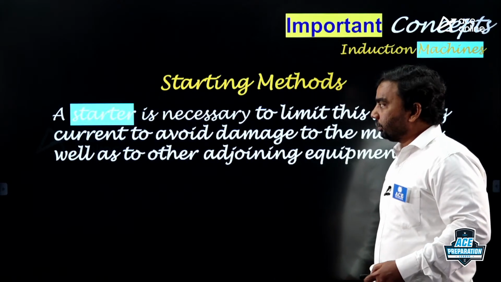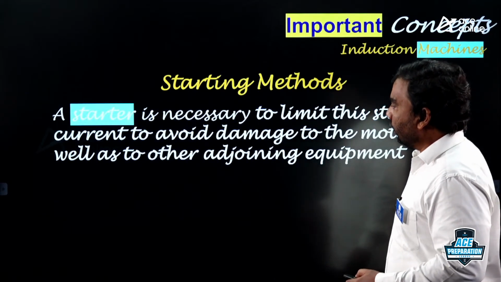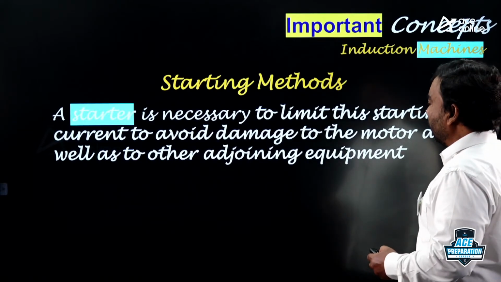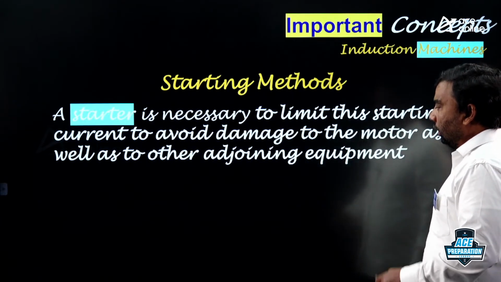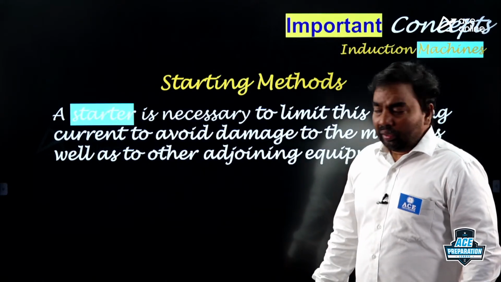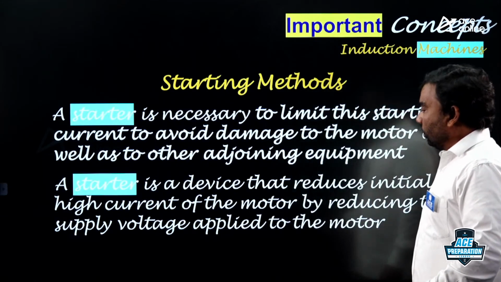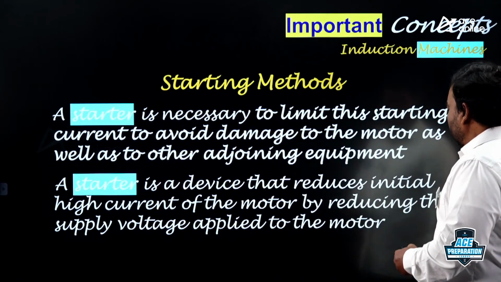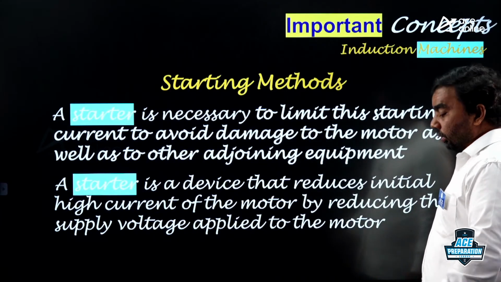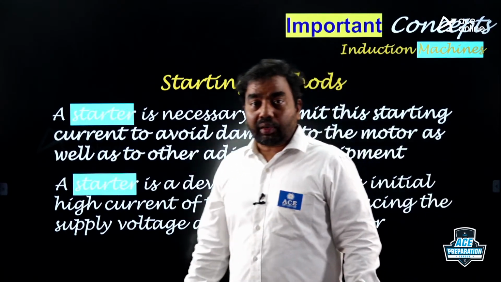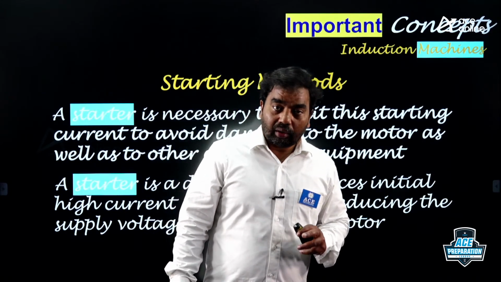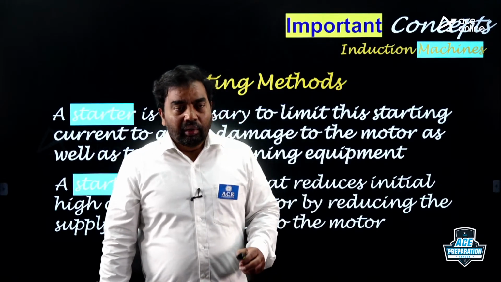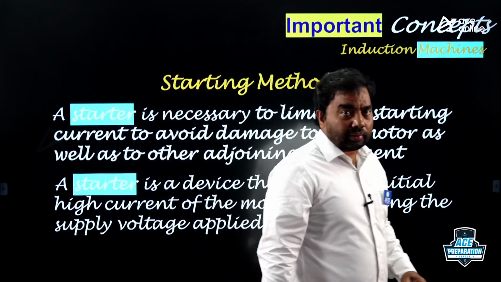So can I say a starter is necessary to limit this starting current to avoid damage to the motor as well as the other adjacent equipment. The other one is, a starter is a device that reduces the initial high currents of the motor by reducing the supply voltage applied to the motor. So with the help of this starter, we need to reduce the voltage that we are applying to that motor, right? Now, what are the different types of starters?